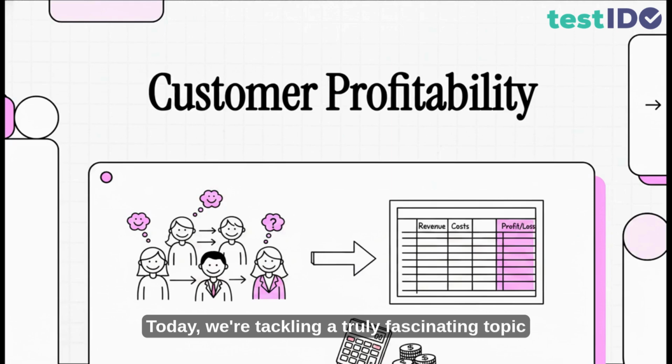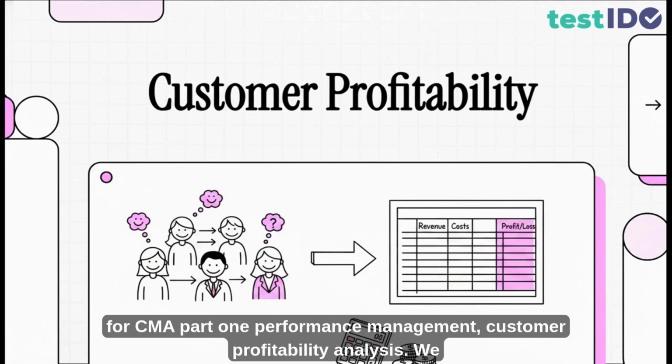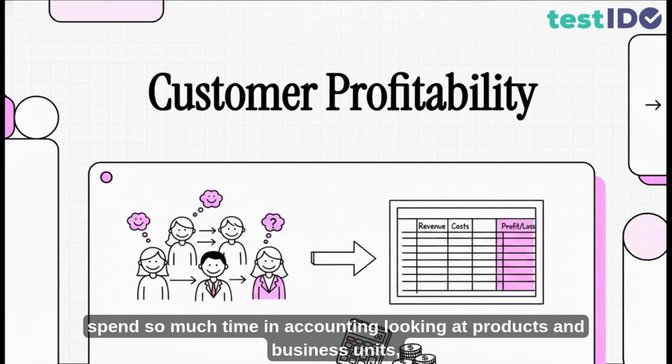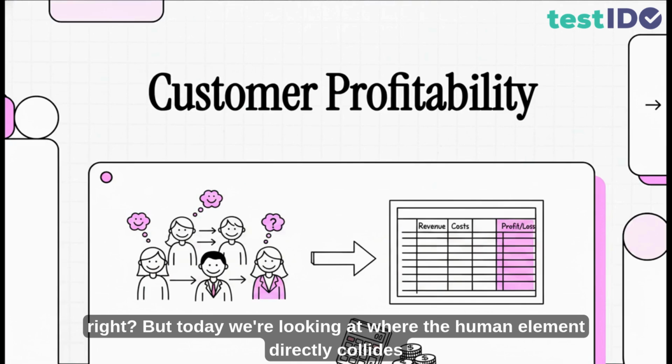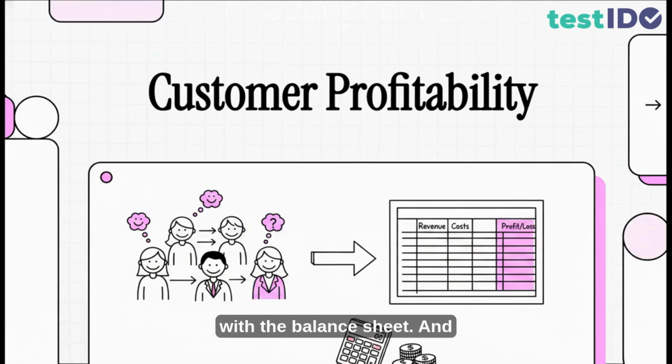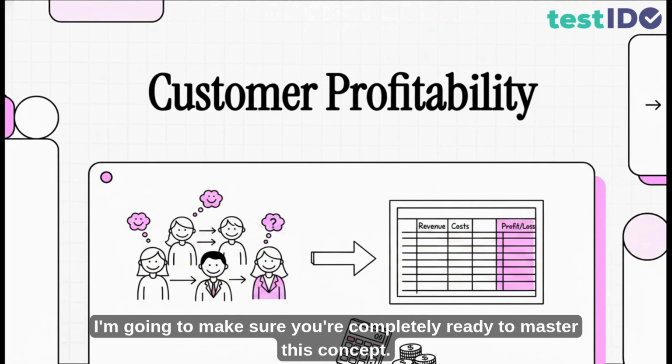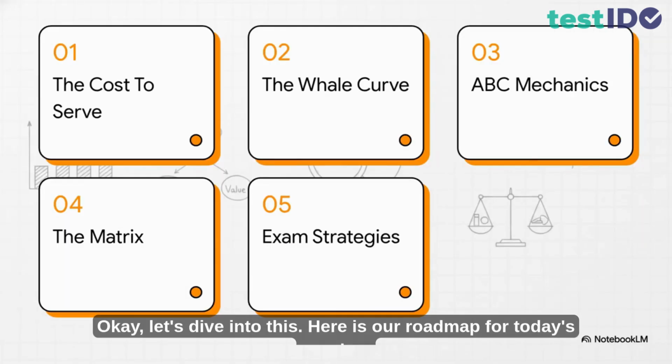Today, we're tackling a truly fascinating topic for CMA Part 1 Performance Management, Customer Profitability Analysis. We spend so much time in accounting looking at products and business units, right? But today, we're looking at where the human element directly collides with the balance sheet. And I'm going to make sure you're completely ready to master this concept. Okay, let's dive into this.